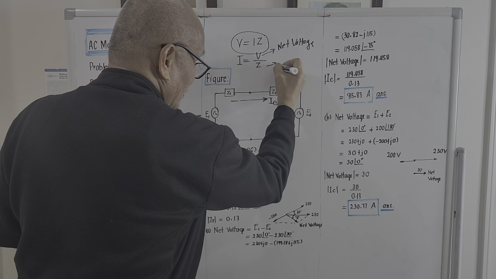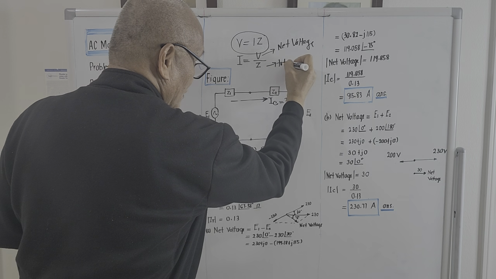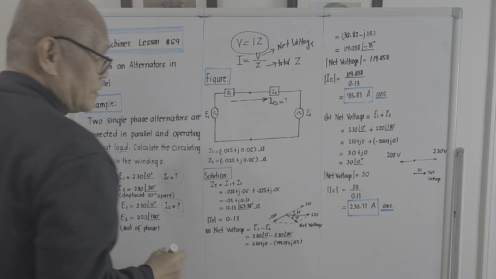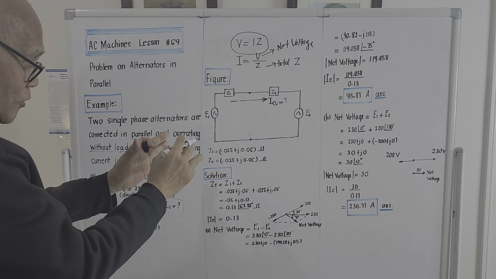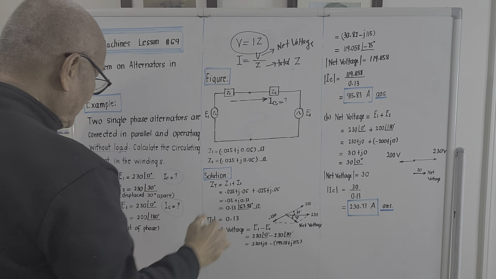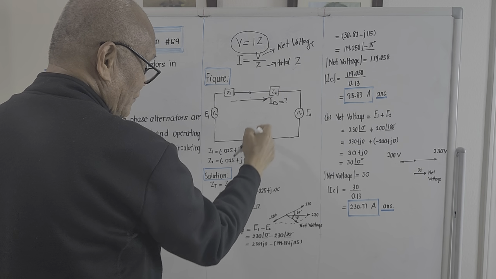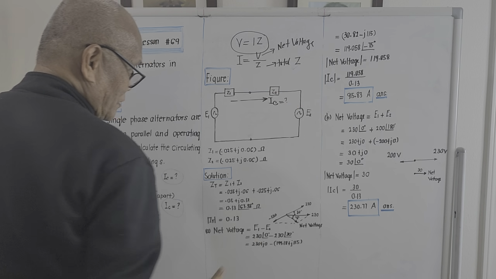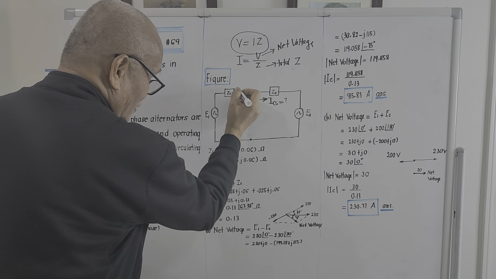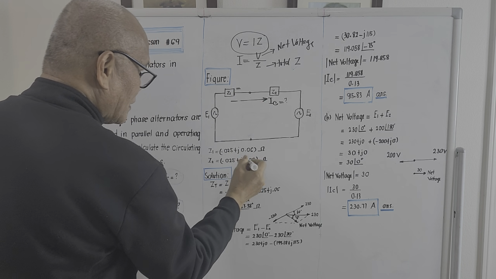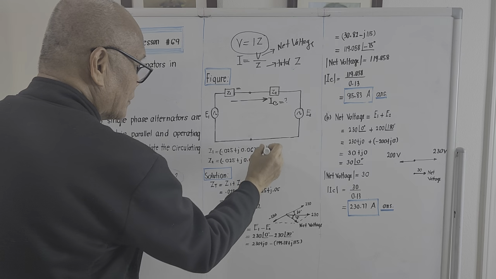And this one should be the total impedance, total Z. Okay, so to compute for the circulating current on the first unknown, we must compute for the net voltage all over the total impedance. We are given the value of Z1. It is this value here.